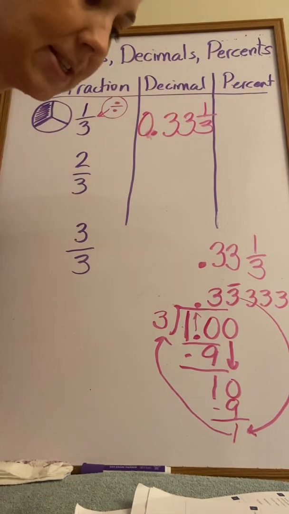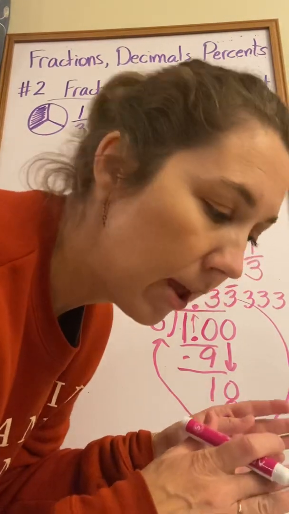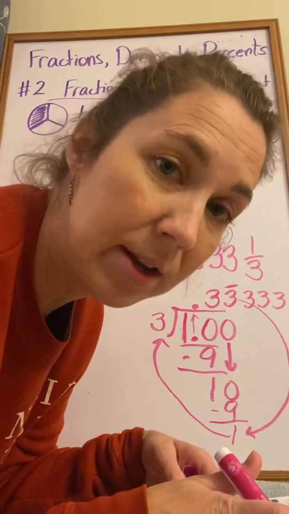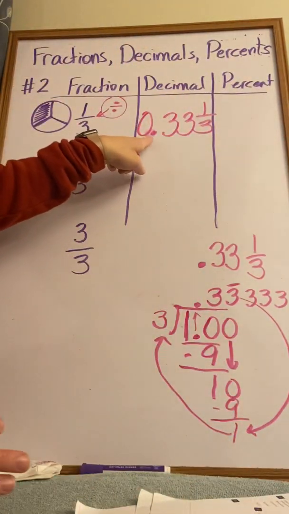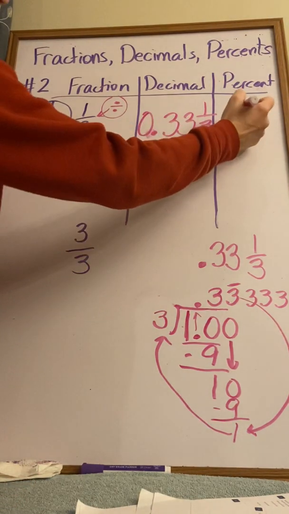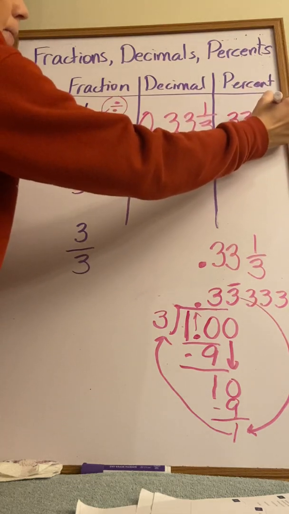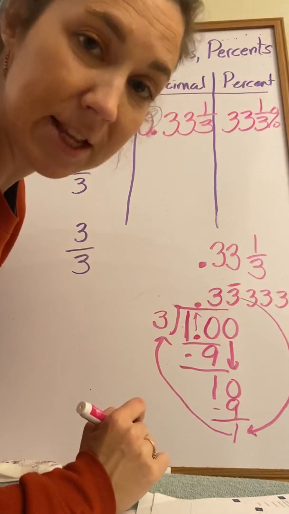Now the percent's easy from this point. If we've got the decimal, we can multiply the decimal number times 100 to get the percent number. So we can multiply this number times 100, and that's just like moving the decimal over 2 places. So it's going to be 33 and 1/3%. And don't forget that percent sign.